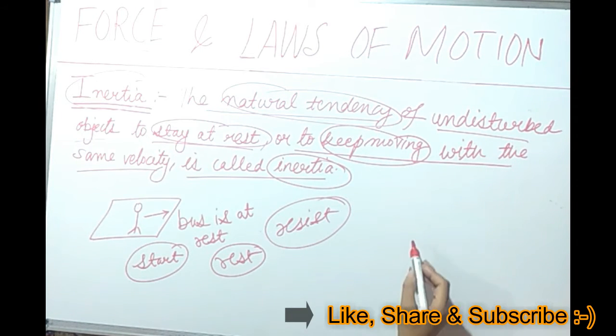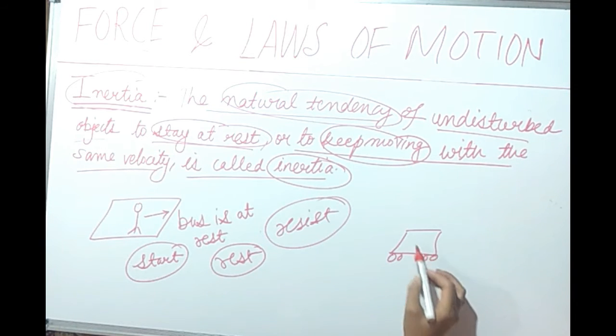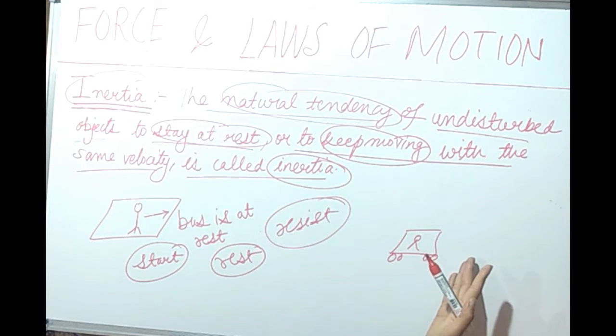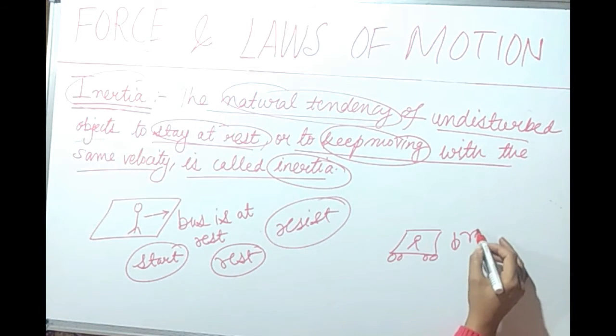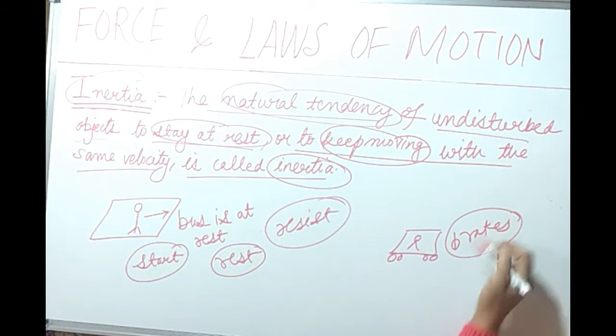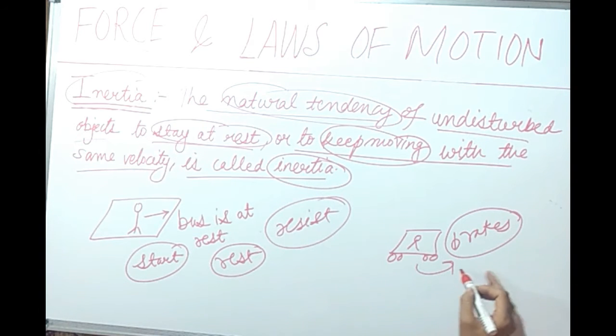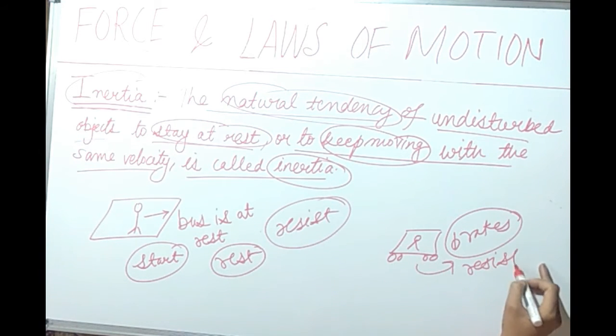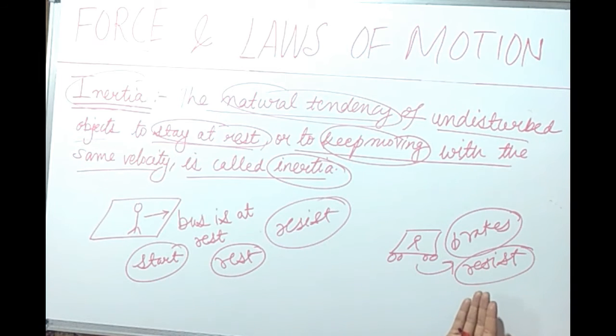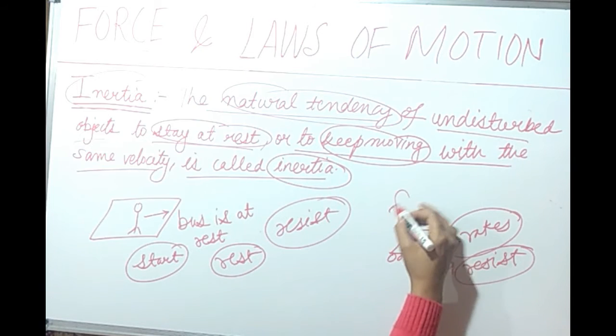Take another example. Suppose a person is sitting in a car and the car is moving, and suddenly the brakes are applied. Our body will try to resist this change, this stop. This is the natural tendency of our body, and when the brakes are applied, we will fall in the forward direction.